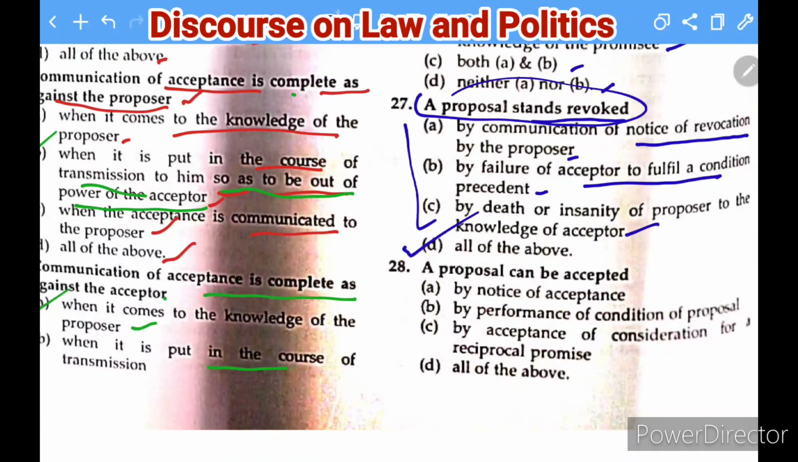Moving to the next question, a proposal can be accepted. When can a proposal be accepted? By a notice of acceptance, by performance of conditions of proposal, by acceptance of consideration for a reciprocal promise, and D, all of the above. So just give your answer here. A proposal can be accepted when? I am waiting for your answer in the comment box. Please participate and see how much you have prepared for the prelims here. Yes, the answer is here, all of the above. So a proposal can be accepted in all these three cases. Okay. Moving to the next question here.